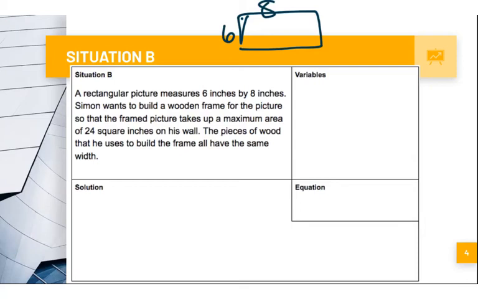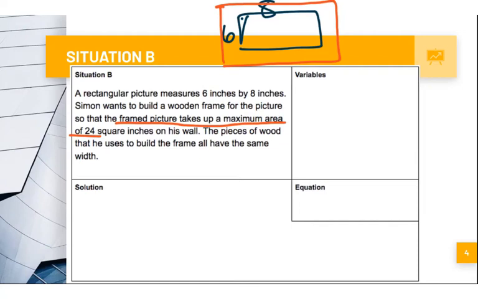So if they ask you for a frame, or sometimes it's a garden problem and they want a path around the garden, then I just need to draw another rectangle around my original one. What I did in black is a 6 by 8 rectangle. What I did in red is going to be bigger than that, right? I just don't know how much. All right, so the framed picture takes up a maximum area of 24 square inches.